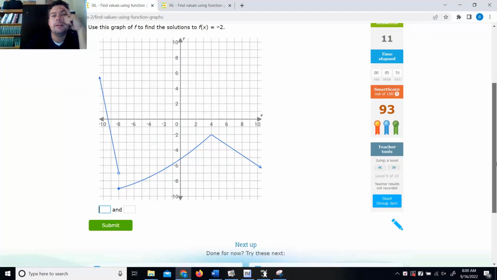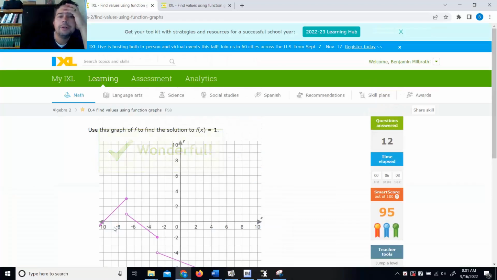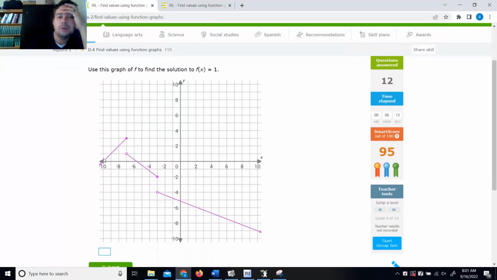To find where f of x is negative 2. There's two answers. Look at that. There's 4 and negative 9. They probably want this in increasing order. Wonderful. Where is y 1? Y is 1. They did that to us, didn't they? Right there at negative 9.